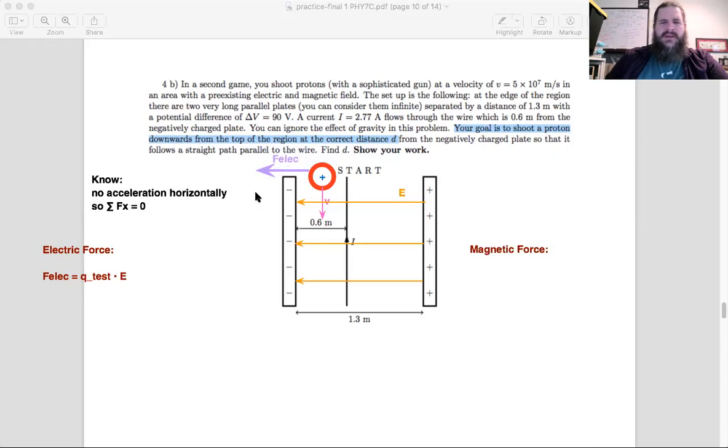Which means if we want to make sure that there's no net force sideways, we're also going to need a magnetic force in what other direction? Yeah, we want a magnetic force to the right, because we want the forces to cancel each other out. We wanted the total sideways force to be 0.